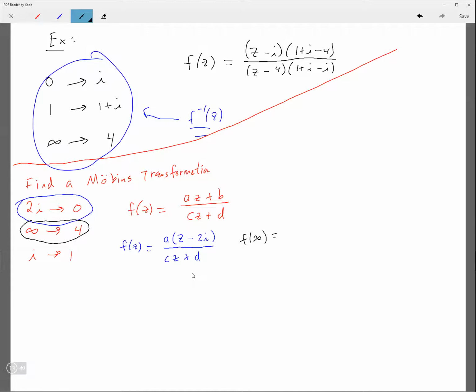Not necessarily, no. We don't want it to be zero. If it's going to be zero, then we're lost. We lost already because we wanted it to be 4, right?